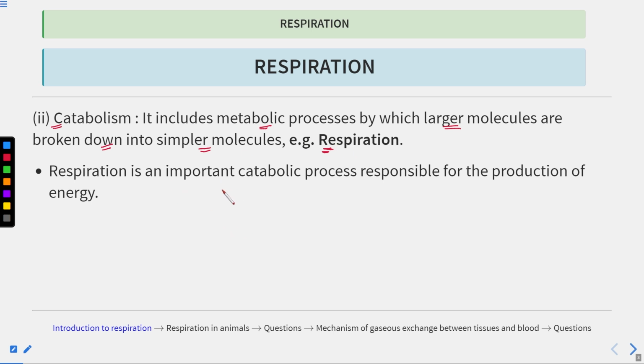So what happens during respiration? I'll give you a brief idea now. Respiration is just the opposite of photosynthesis. In photosynthesis, oxygen evolution was taking place, and that oxygen is then utilized for the oxidation of the respiratory substrate. So for respiration to occur, what is essential? For respiration to take place, you need, first of all, the respiratory substrate.